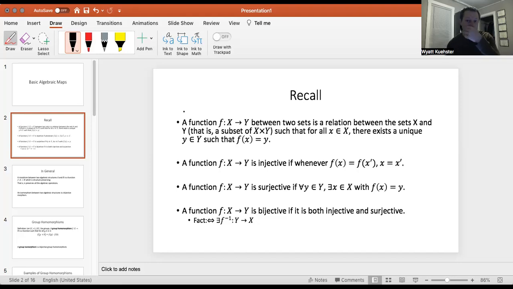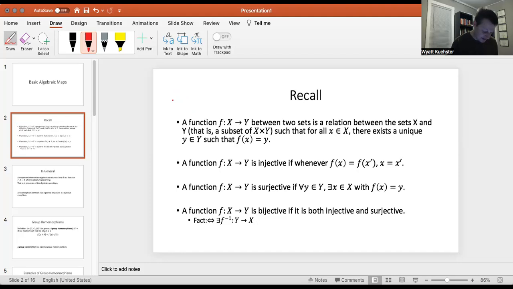And then we also defined some very important things you can talk about with functions. One of them is injectivity. A function is injective if whenever your two y values, f of x and f of x prime, are equal, you must have that the x values are equal. For a function from R to R, that's the same as passing the horizontal line test. So for example, a function like this is not injective because here's some f of x and here's some f of x prime, but x and x prime are not the same.